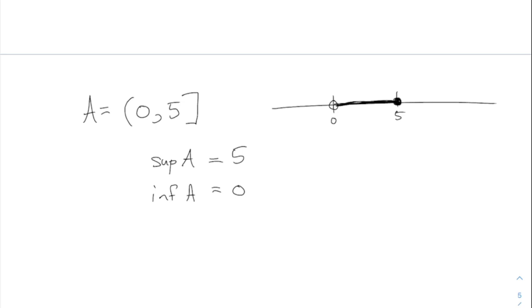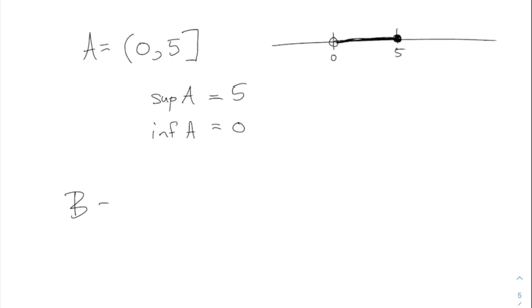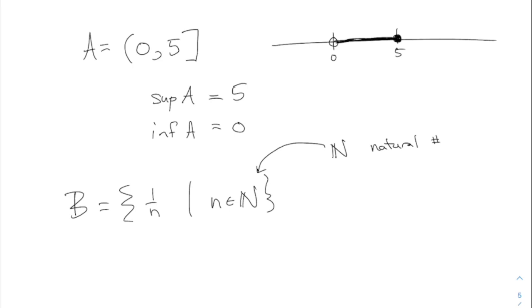How about something a little more interesting? I'll call the next example B: 1 over n, where n is in the natural numbers. By the way, this symbol means the natural numbers, which in some classes starts with 0 and some classes starts with 1. The class many of you had with me last semester, it started with 0. This class, it starts with 1. I don't make the rules. It's in the textbooks.